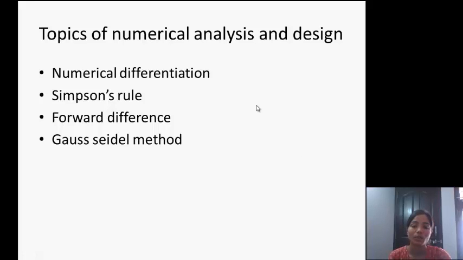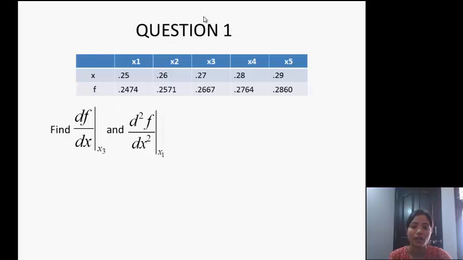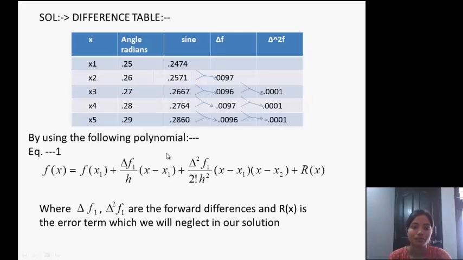I'm going to explain some questions based on the topics of numerical analysis and design: numerical differentiation, Simpson rule, forward difference and Gauss-Seidel method. Our first question is based on numerical differentiation. In this question we have to calculate df/dx at x3 and d2f/dx2 at x1.